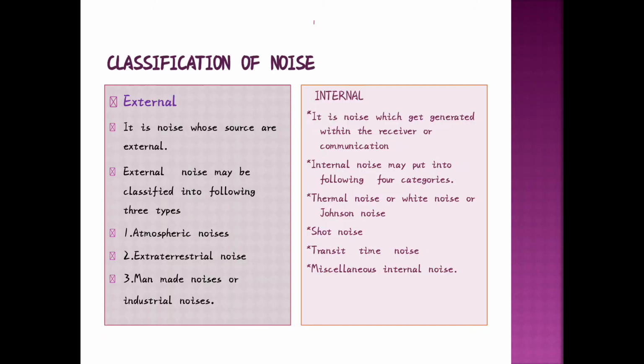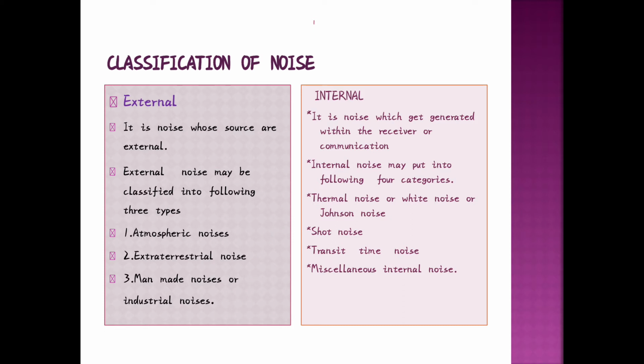Next we see the classification of noise. The classification of noise is of two types, namely external noise and internal noise. External noise is noise whose sources are external. External noise may be classified into three types, namely atmospheric noise, extraterrestrial noise and man-made noise. Man-made noise is otherwise known as industrial noise.